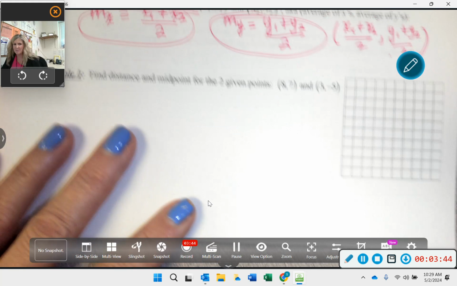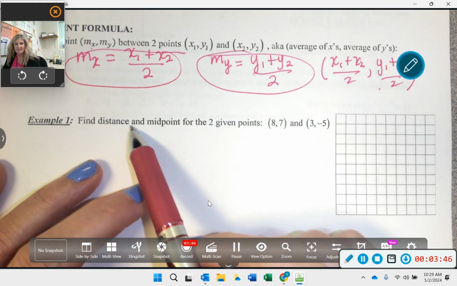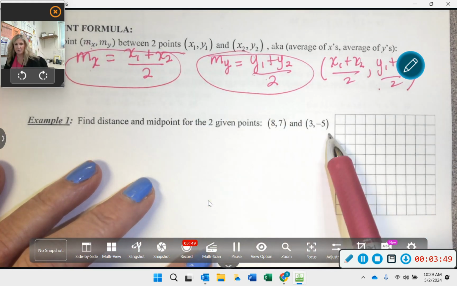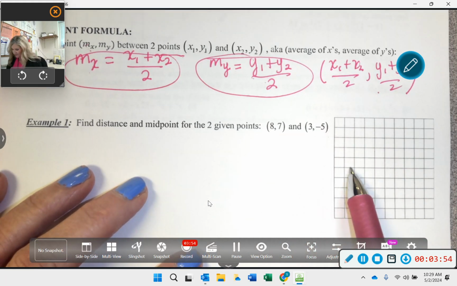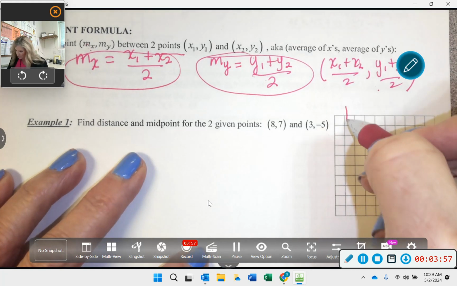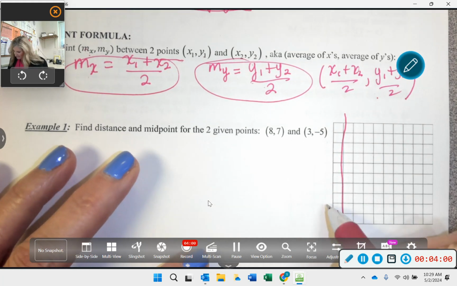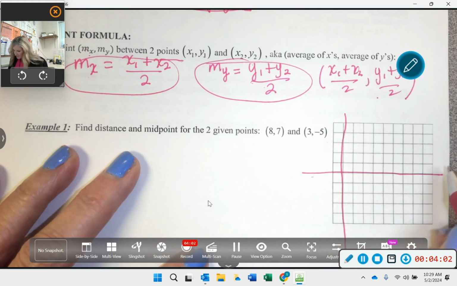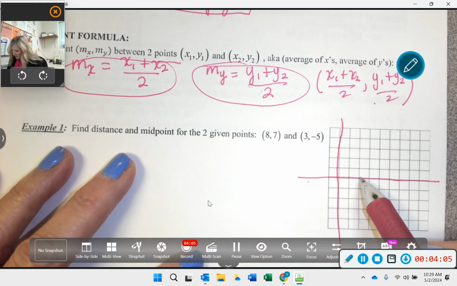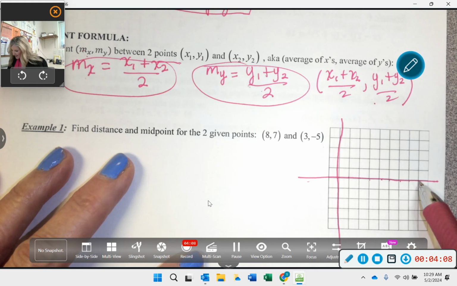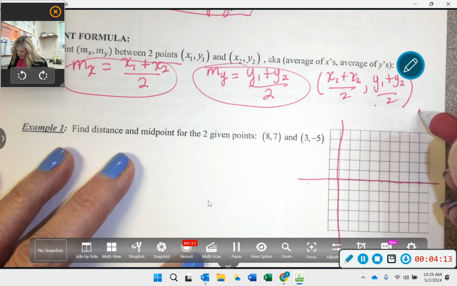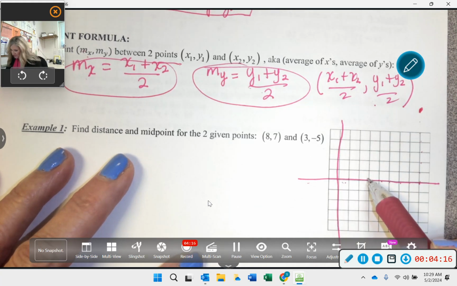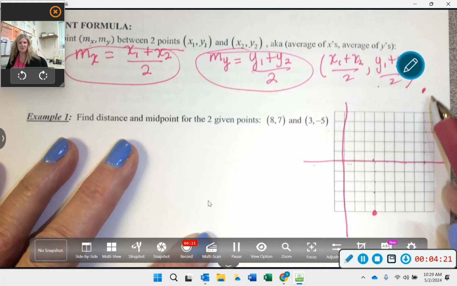All right, so in example 1 here, we're trying to find the distance and the midpoint for these two points. So we're going to graph these. I'm going to try to fit them on my graph. If I'm going to go over 8, I'm going to make my axis way down here so I can hopefully fit these on. So the point (8, 7): 1, 2, 3, 4, 5, 6, 7, 8, 1, 2, 3, 4, 5, 6, 7. Just estimating that. Then we have (3, -5). Okay, so here's our two points.